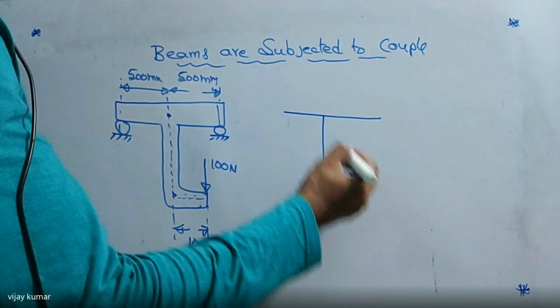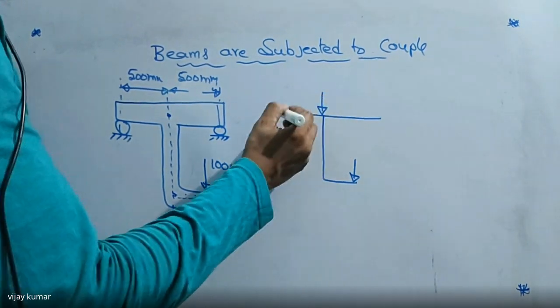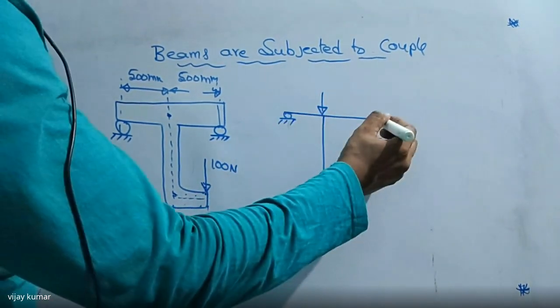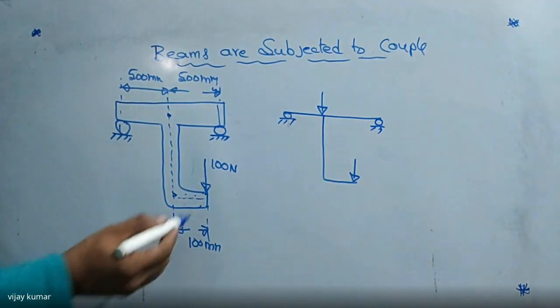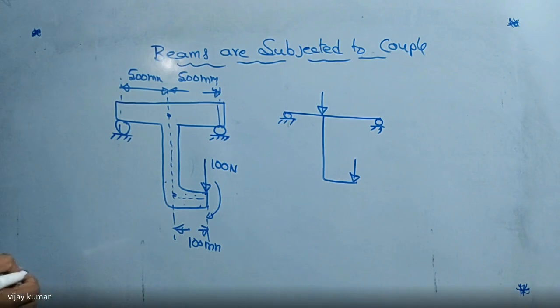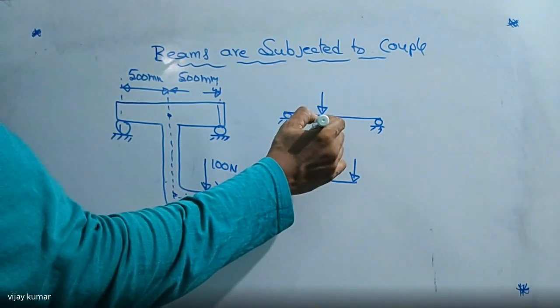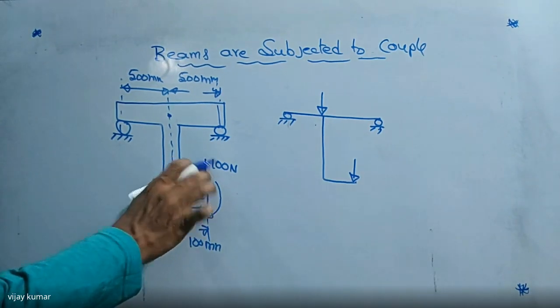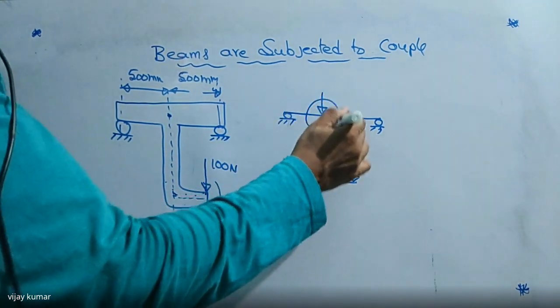This load will be acting at this point also. At the same time, due to this eccentric load, there must be a movement here. That is nothing but a couple. So due to this eccentric load, a couple will occur. That couple is also acting at this point.